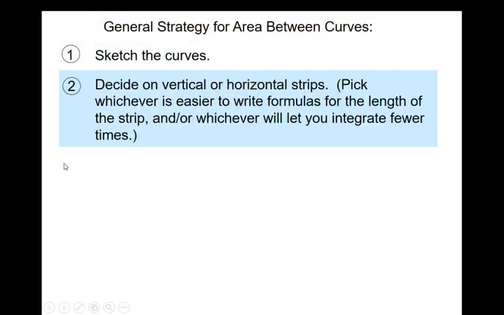All right, so the general strategy for area between curves. Step 1, if you can, sketch the curves. Step 2, decide on vertical or horizontal strips. Pick whichever is easier to write formulas for the length of the strip, or whichever will let you integrate the fewest times. There are going to be some times where it doesn't matter which way you do it, left or right or up and down. It's going to be more than one integral. But if you can figure out a way to do it in the least amount of steps, that would be the ideal.